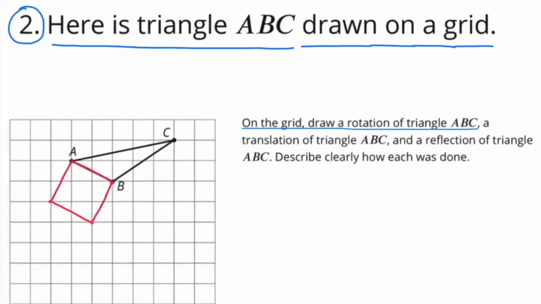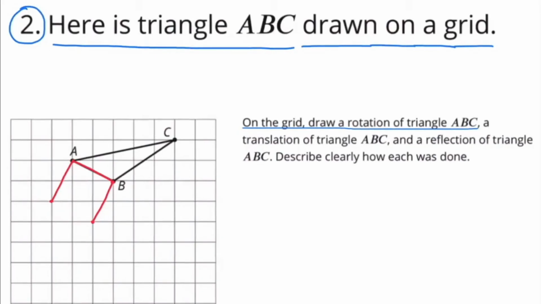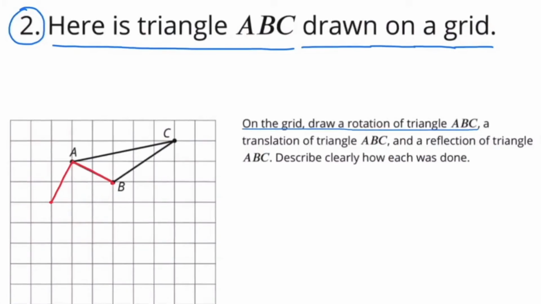I'm going to make a 90-degree rotation, and I'm going to set this up by first making a square. Then I'm going to chip away at the sides that I'm not going to use, and I've taken line AB and redrawn it with a 90-degree rotation.